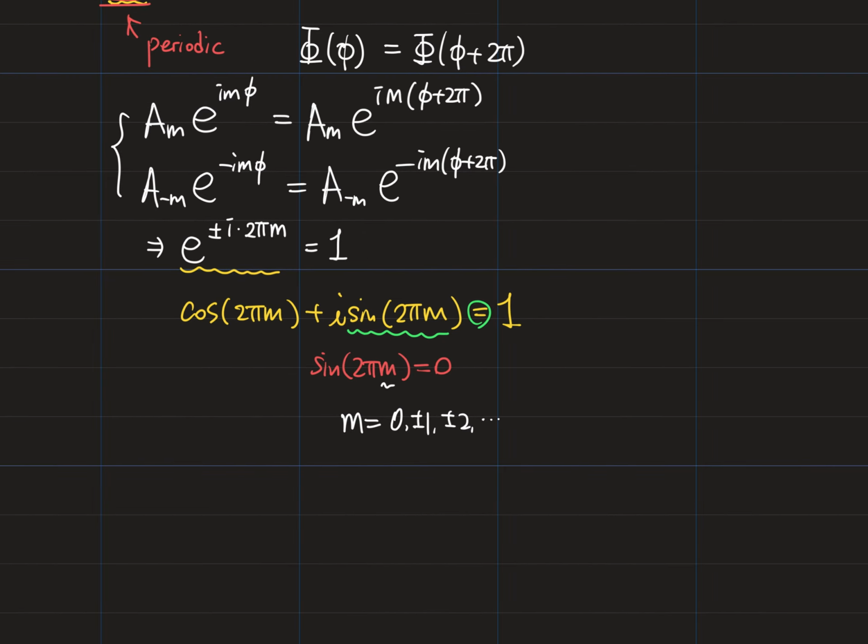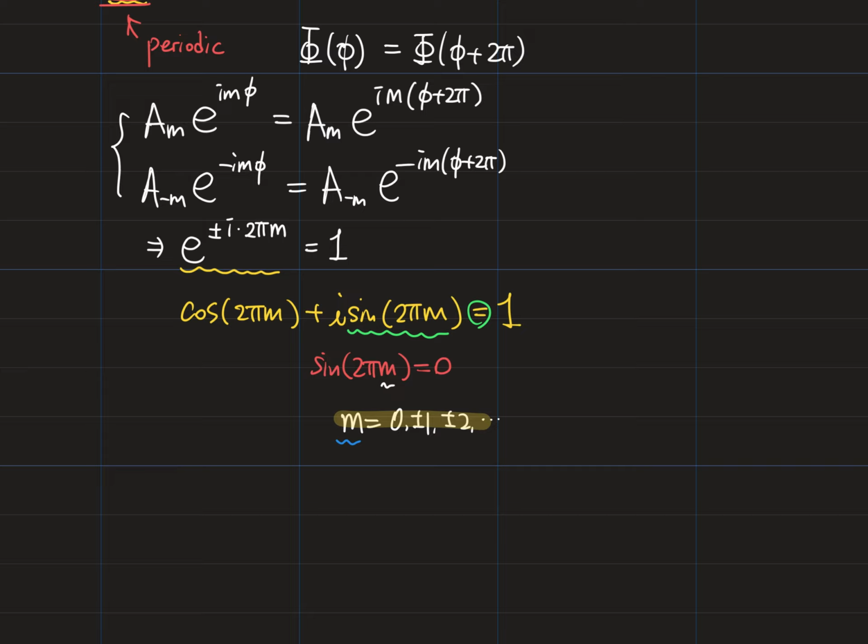So you might notice we have another quantization here. The m value cannot have an arbitrary value. The m value should be an integer value, 0, plus minus 1, plus minus 2, etc. Only these values are allowed, and other values cannot be used for describing the rotation motion. So now we know the condition for the parameter m.